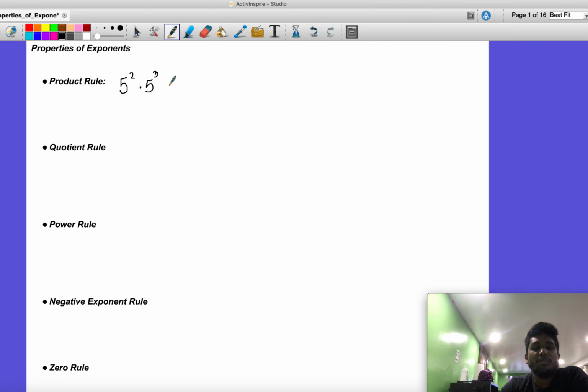Well, if you were to expand this, what this is really saying is 5 squared is just 5 times 5. And then this multiplication sign, I'm going to put that right there, and then I'm going to write out 5 to the third. I'm going to write that out 3 times. So this is actually the exact same thing as just writing 5 to the 1, 2, 3, 4, 5, so 5 to the fifth power.